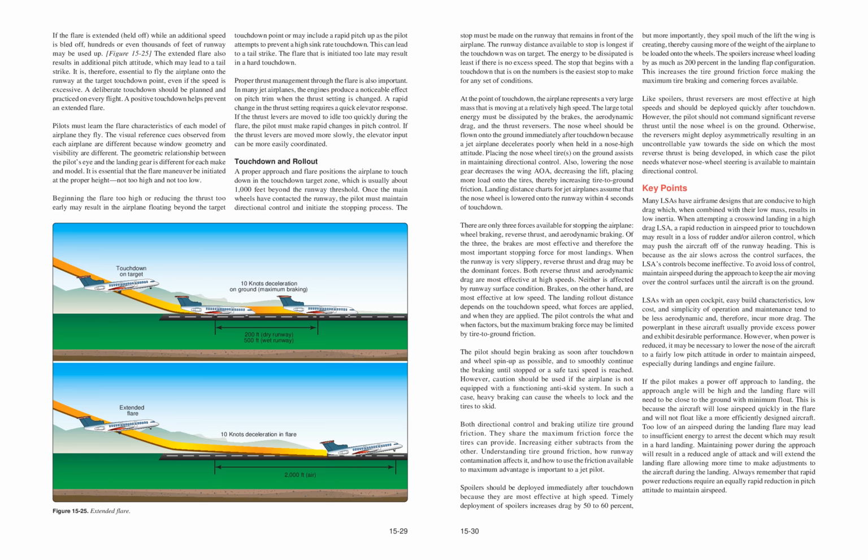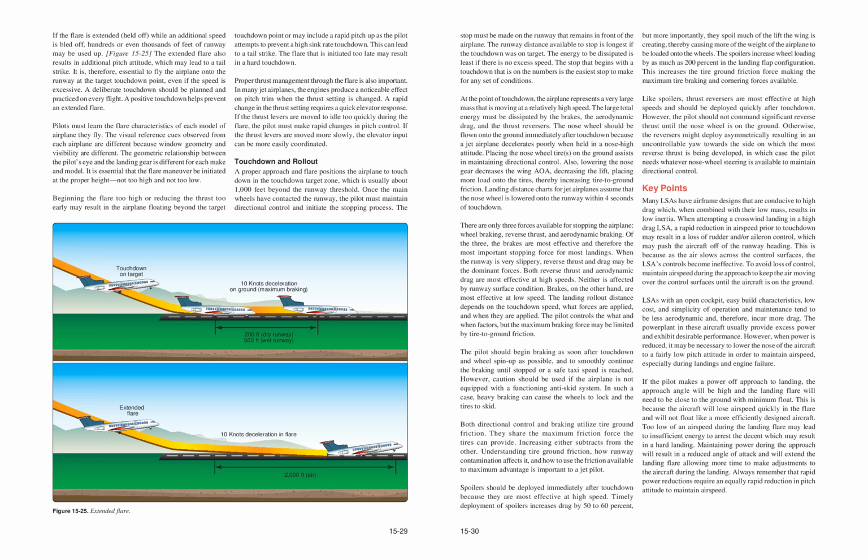Touchdown and rollout. A proper approach and flare positions the airplane to touchdown in the touchdown target zone, which is usually about 1,000 feet beyond the runway threshold. Once the main wheels have contacted the runway, the pilot must maintain directional control and initiate the stopping process.